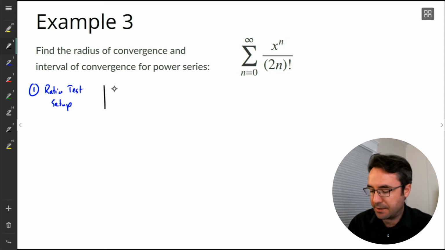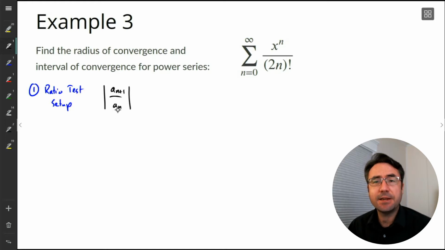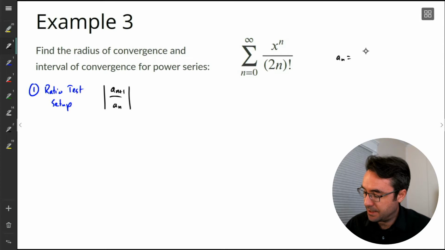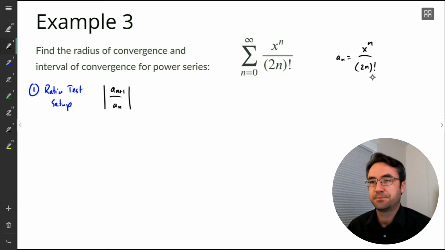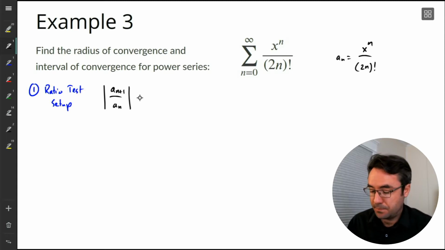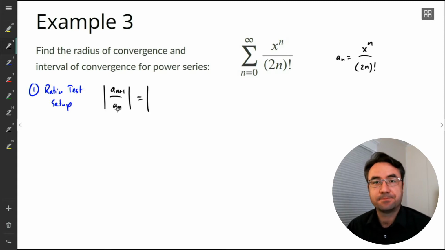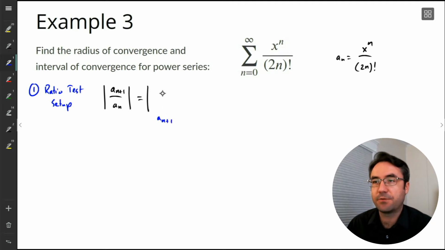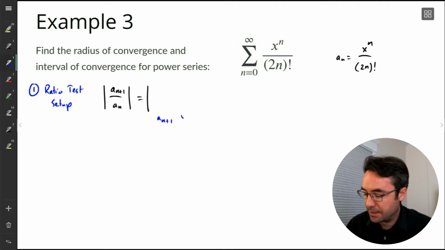So what is the ratio test? Well, we start with a_{n+1} over a_n, and a_n here is just the general term of our series. So a_n is just x to the power n over 2n factorial. Let's write this out, and to help with this, we're going to start by writing a_{n+1} first. So we'll have one fraction here, and then we'll write the reciprocal of a_n right next door.